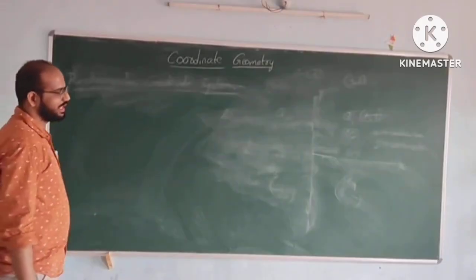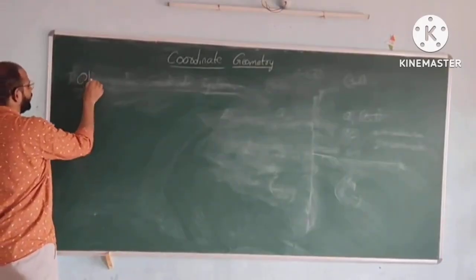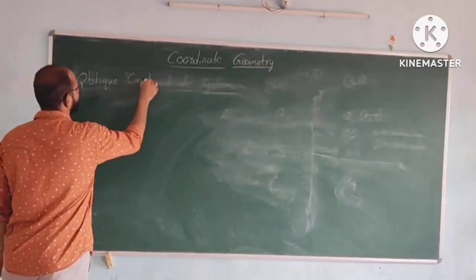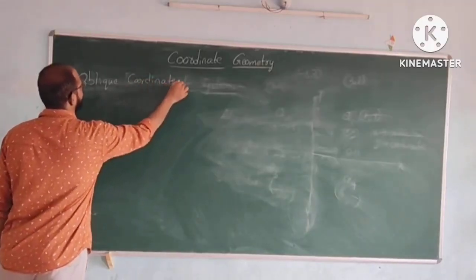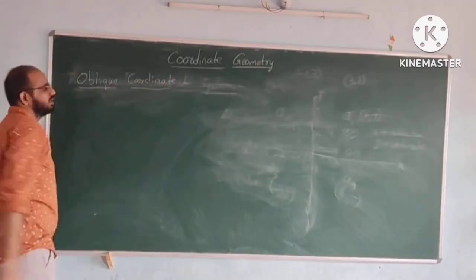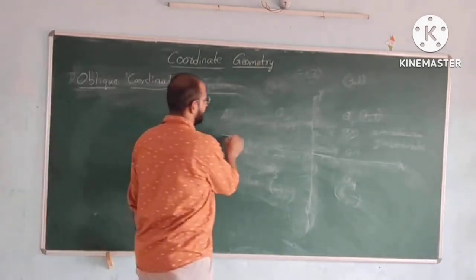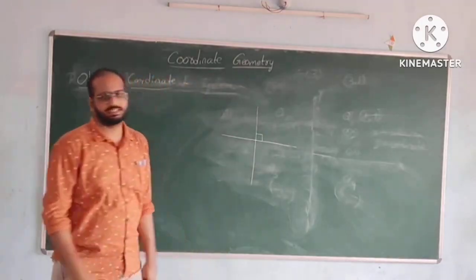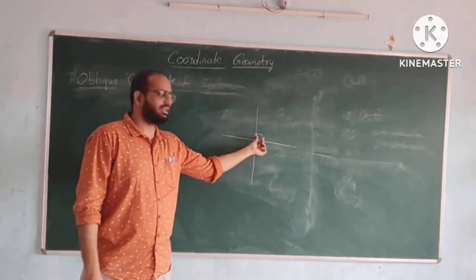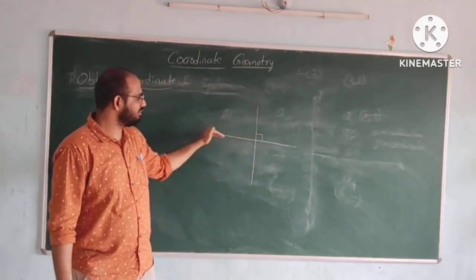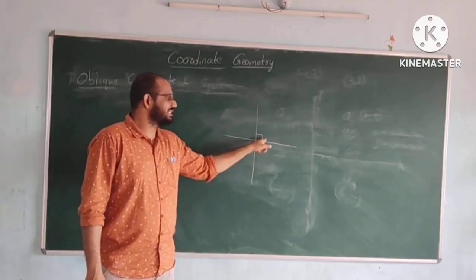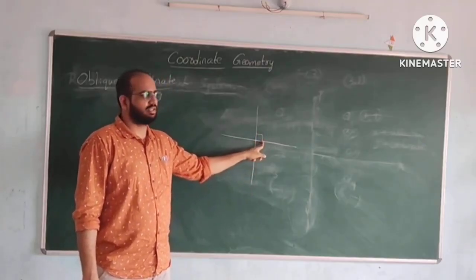So that is the rectangular coordinate system. Now we won't discuss the oblique coordinates in detail, but we will give an introduction to the oblique coordinate system. In the rectangular coordinate system, the necessary condition is that the x-axis and y-axis are at 90 degrees, because we already mentioned one is a horizontal line and one is a vertical line. So the necessary condition is that both are perpendicular.